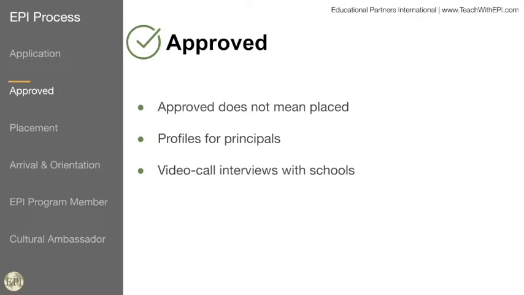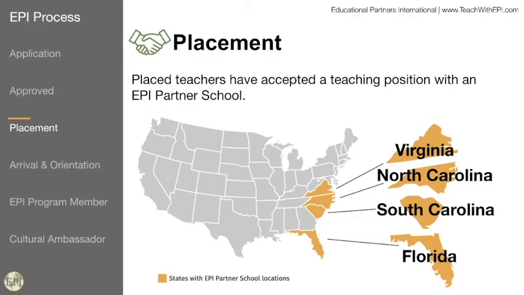As a candidate in approved, your application becomes a professional profile that is available to U.S. schools. They will look through the applications of all of our teachers in approved in order to choose which ones to interview over a video call. If the interview goes well and the school is interested in working with you, you will then be placed. So placement means that you have accepted an offer from a school and will be coming to the USA to teach.